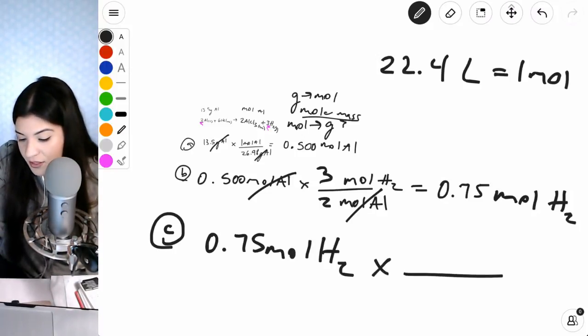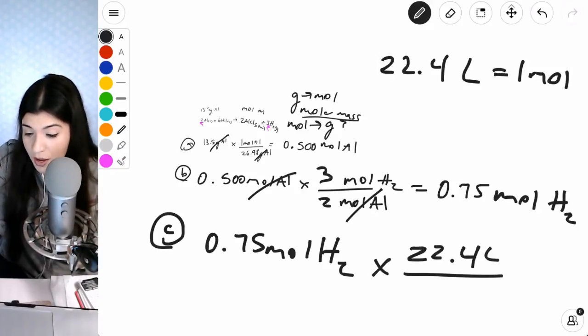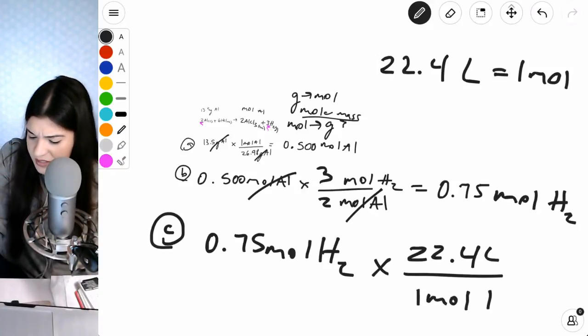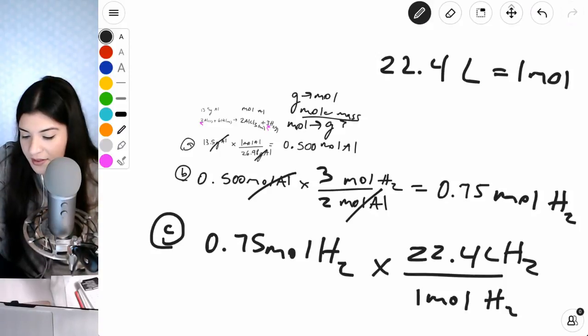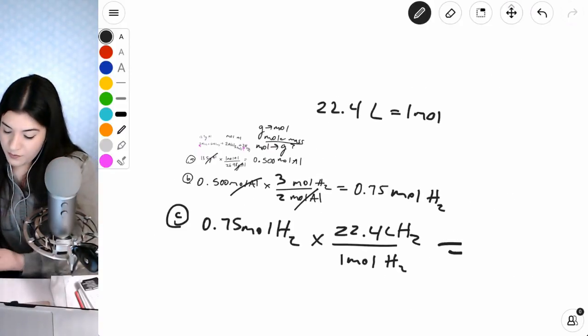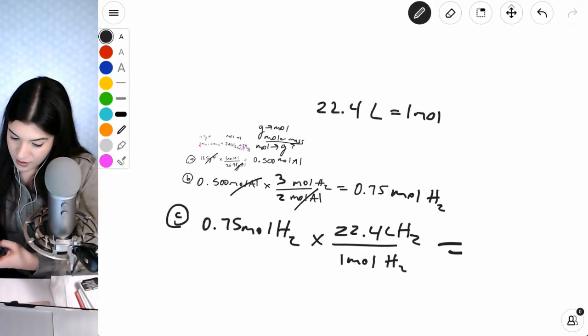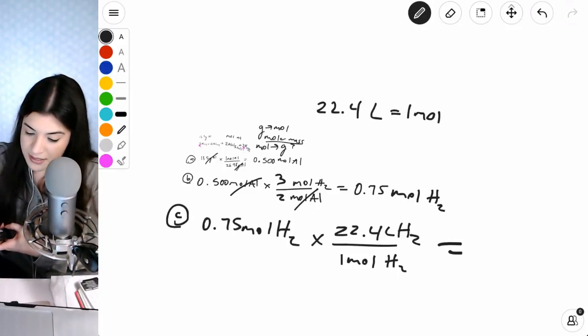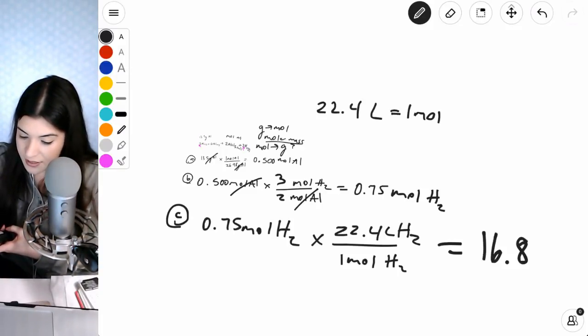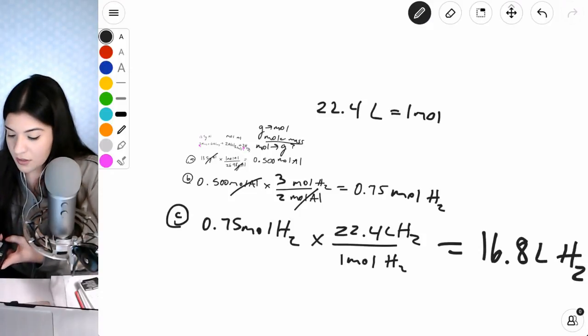So I'll multiply 22.4 liters on top per every 1 mole of, this is still H2. And then that would be it for this question. So 0.75 times 22.4, this is 16.8 liters of H2.